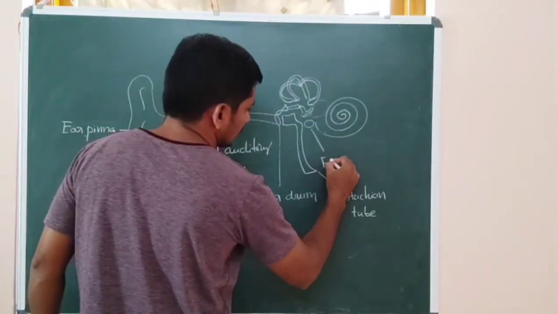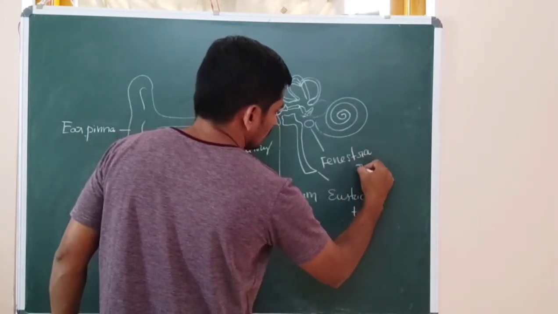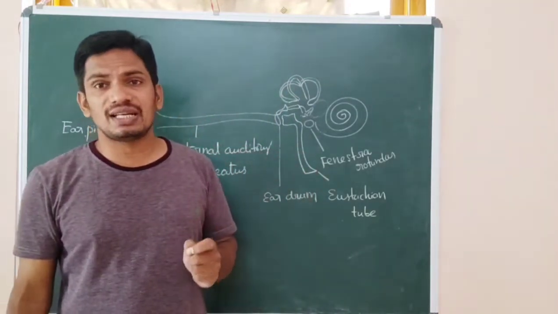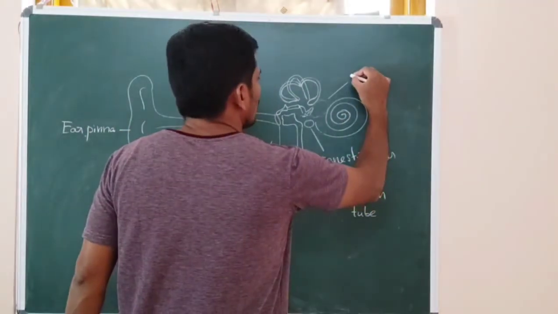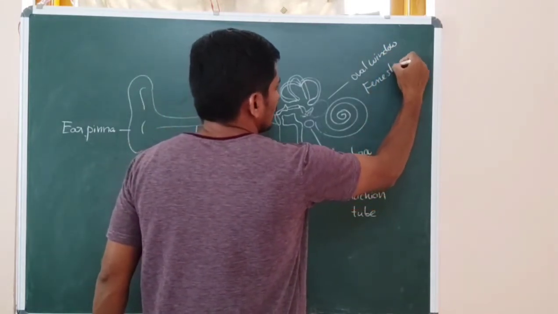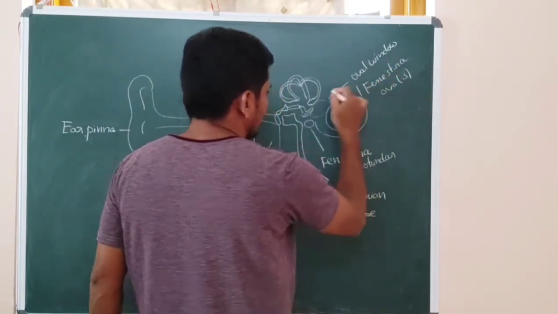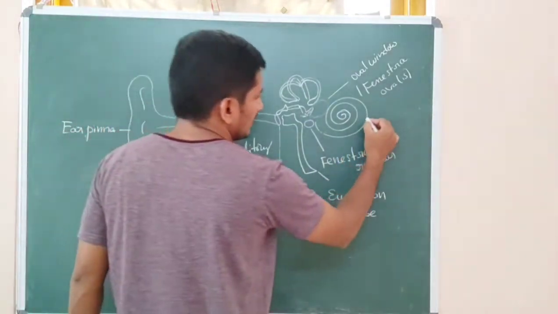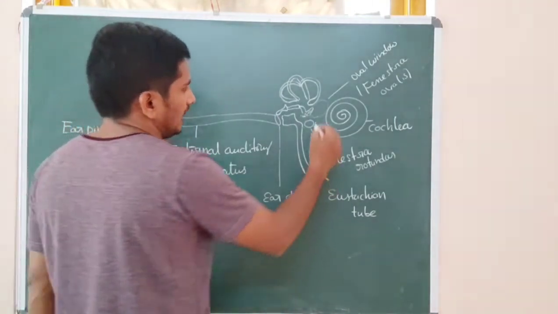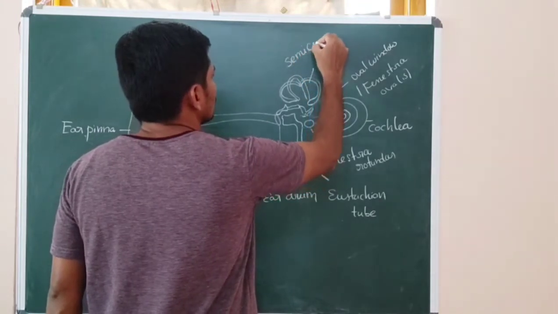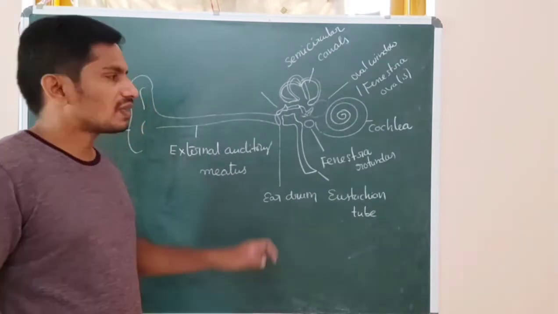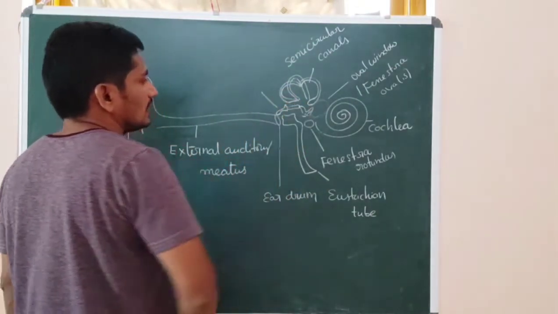This is the fenestra rotundus, the round window, and this is the oval window, the fenestra ovalis. Here the vestibular apparatus will be present. This spring-like structure is called the cochlea. And these are the semicircular canals. And these three, 1, 2, 3, are the ear ossicles.